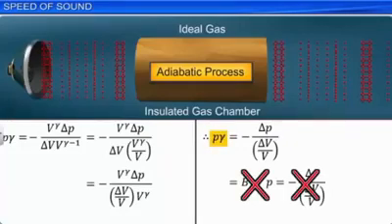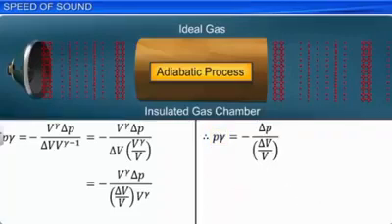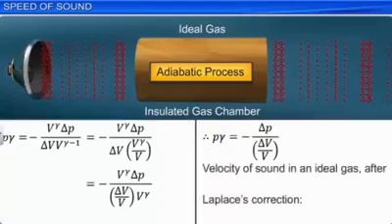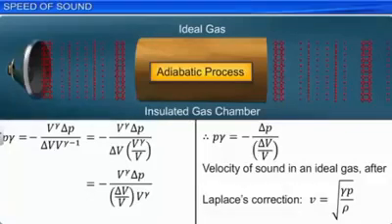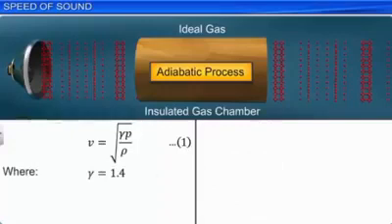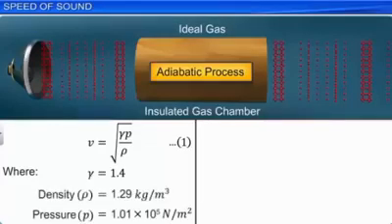The value of gamma for air is 1.4. Substituting the values of gamma, P and rho for air in equation 1, we get the value of sound V in air as approximately equal to 331 meters per second. The speed of sound in air at standard temperature and pressure conditions thus obtained by implementing Laplace's correction is in agreement with the experimental value.